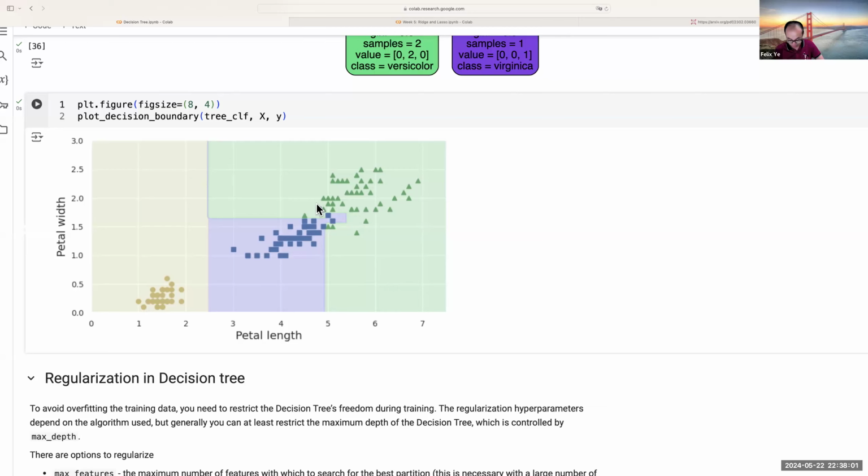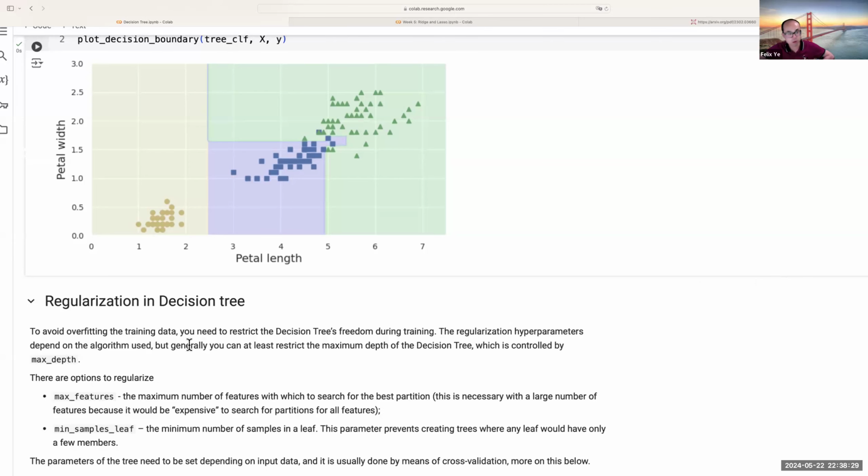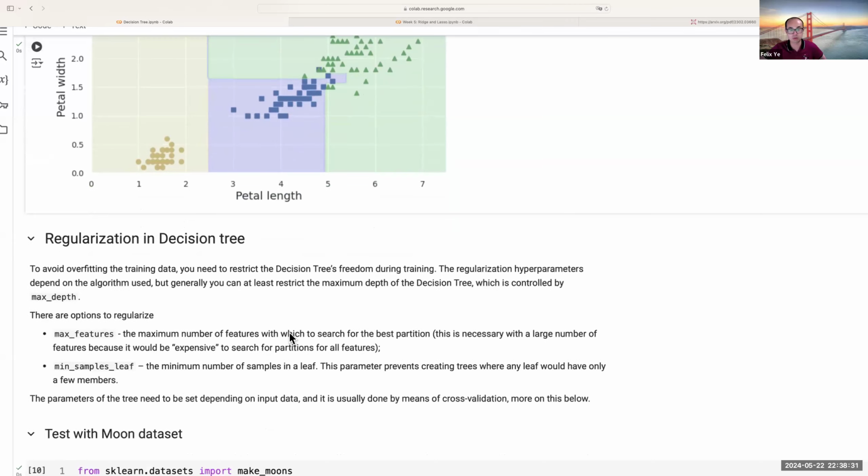This is very important. If we use decision trees without any regularizations, the trees could have very large layers, and as a result, they are likely to overfit. So if we want to avoid overfitting, we need to restrict our decision trees' freedom during training. There are a bunch of hyperparameters that depend on the algorithm that we use.